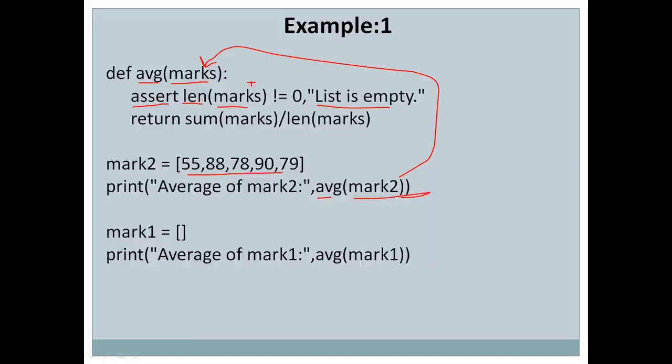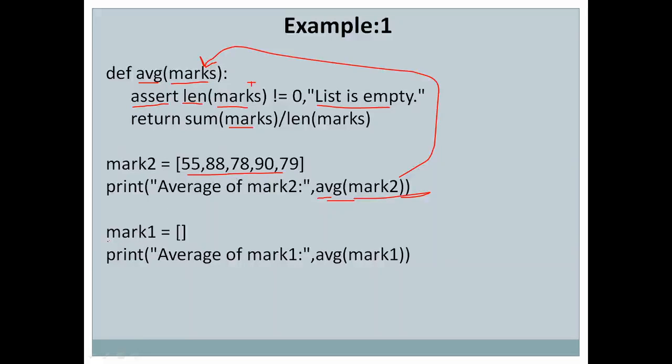When it is true, nothing is done. Directly it moves to the next statement, where it returns sum of marks, means sum of all these numbers 55, 80, 88, 78, and divided by length of the marks. So marks contains these values, so length will be 1, 2, 3, 4 and 5. It will divide the addition of all this by 5, and the result is written back here, and as it is in the print statement, it will print the result.